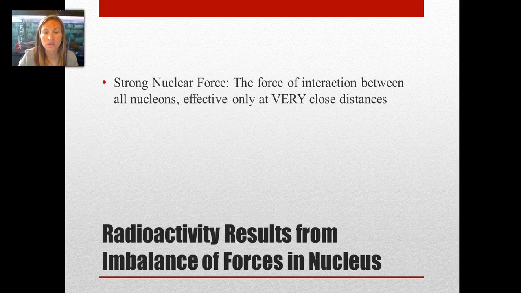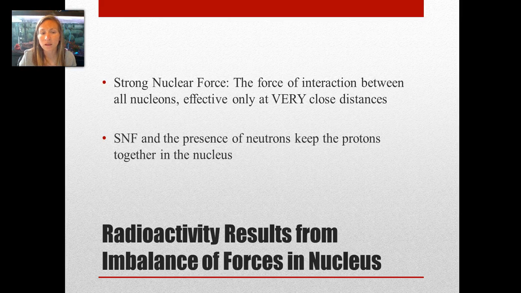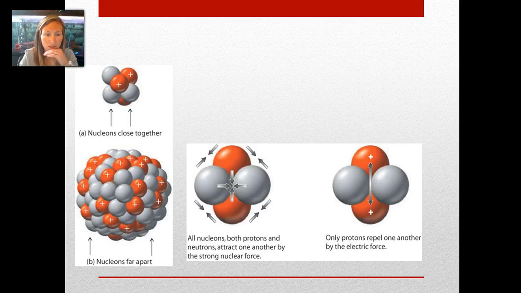All right, now radioactivity does result from an imbalance of forces in the nucleus. And we've talked about the strong nuclear force before. It's a force of interaction between all the nucleons. Remember, a nucleon is a proton or a neutron. And it's effective only at very close distances. So the SNF and the presence of neutrons do keep those protons together in the nucleus unless they start to get further apart. So you can see in this picture here, a smaller nucleus, the nucleons are closer together.